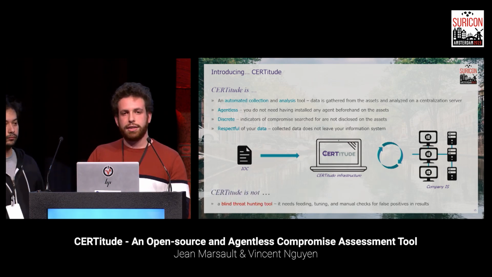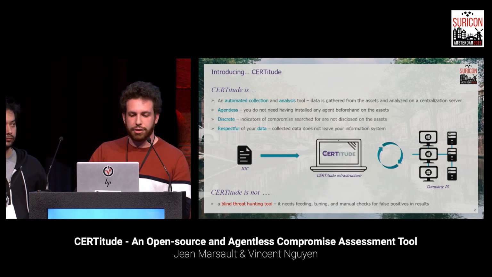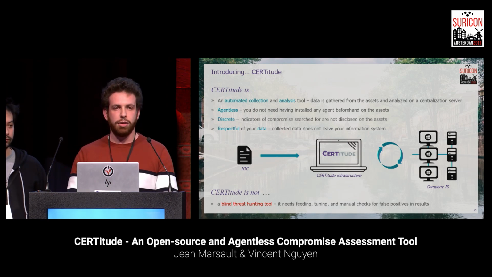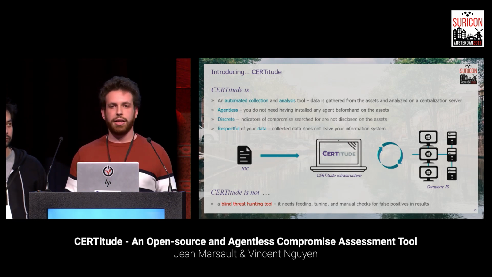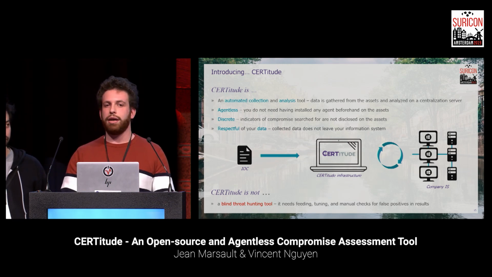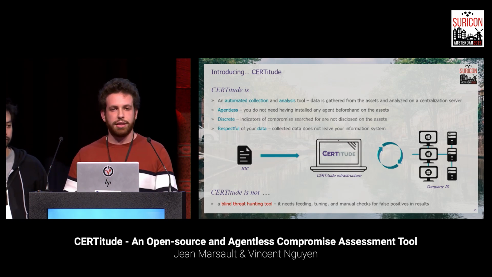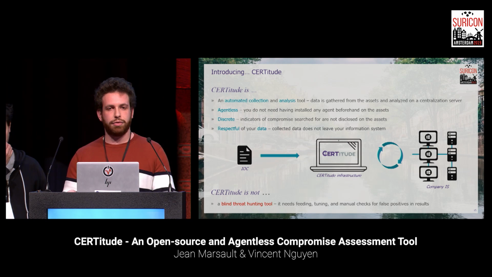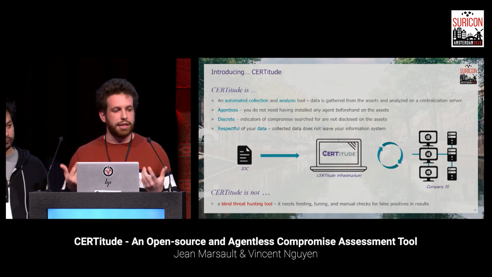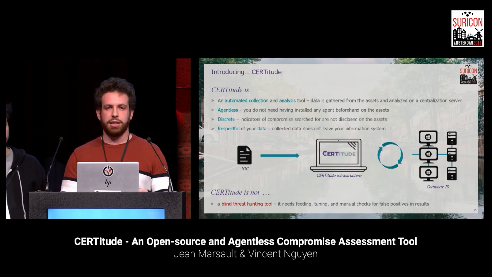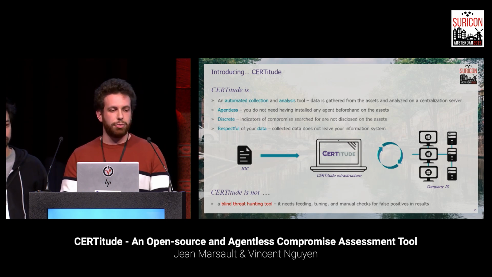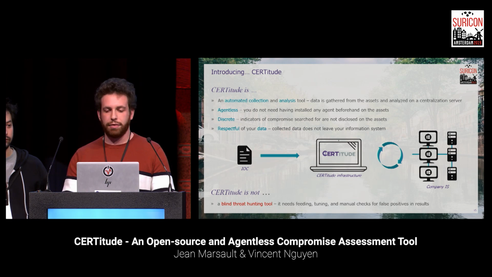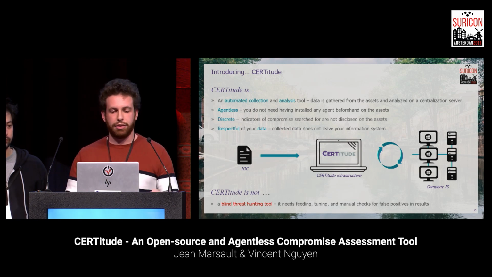However, CERTitude is not a blind threat hunting tool. You cannot just git clone CERTitude, install it, launch it, and expect to have results about every compromise that you have on your information system. Because CERTitude needs to be fed with indicators of compromise, it will need tuning to adapt to the target information system. And of course, like every tool, you will have a small quantity of false positives that you will need to filter.